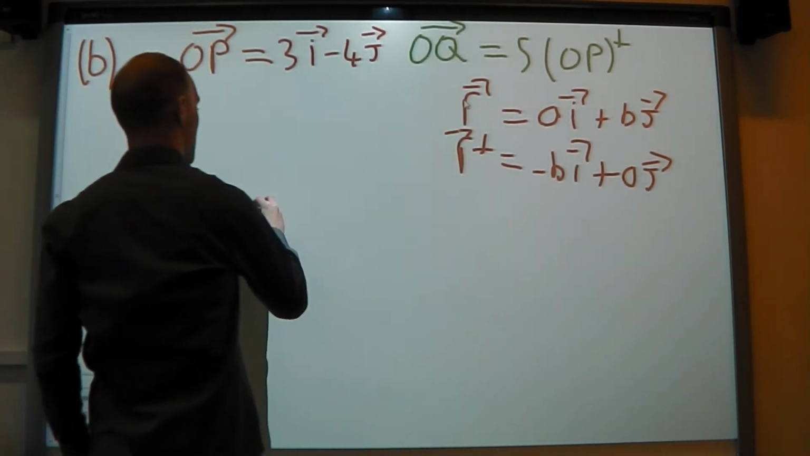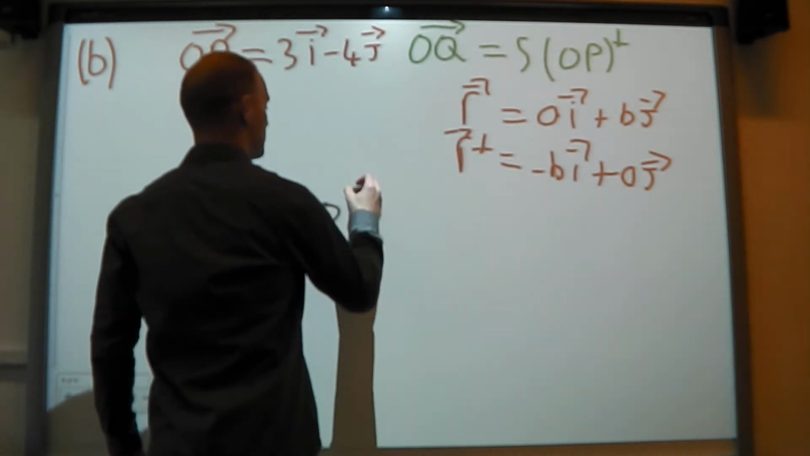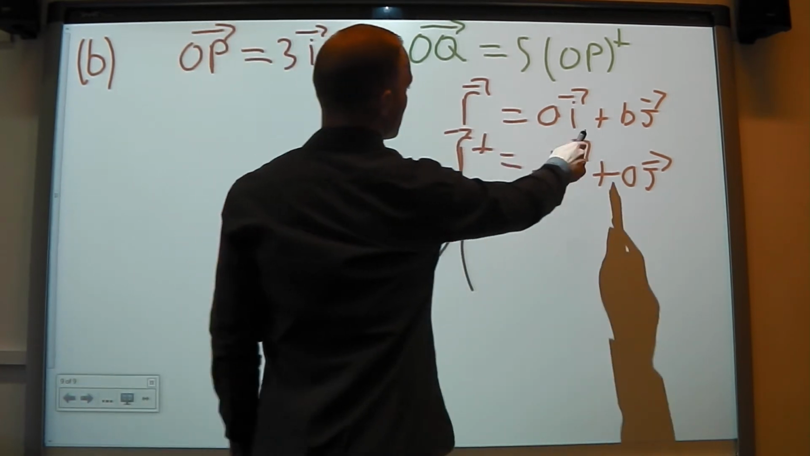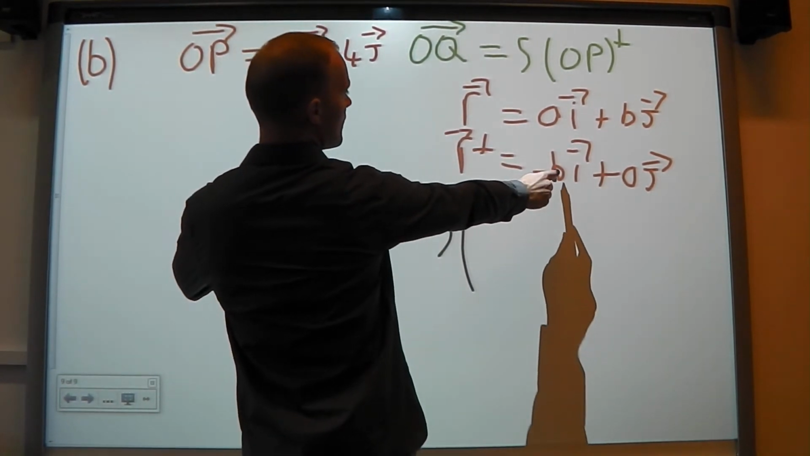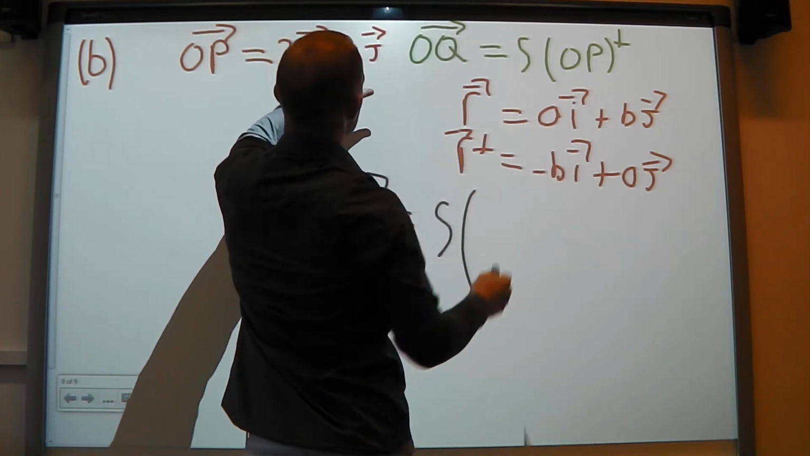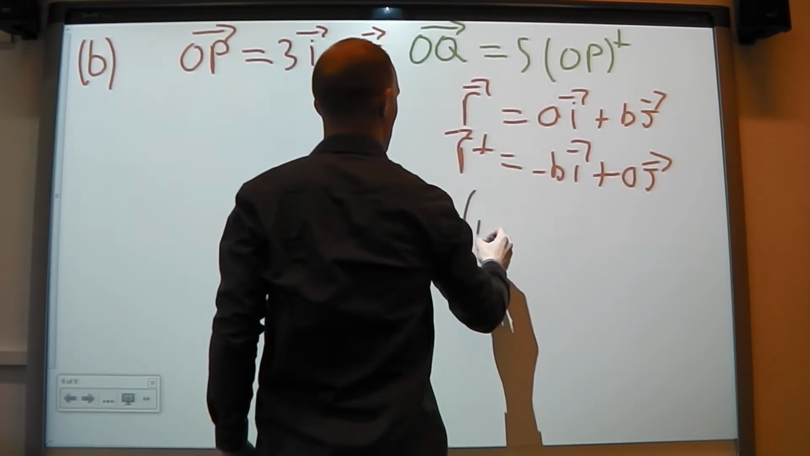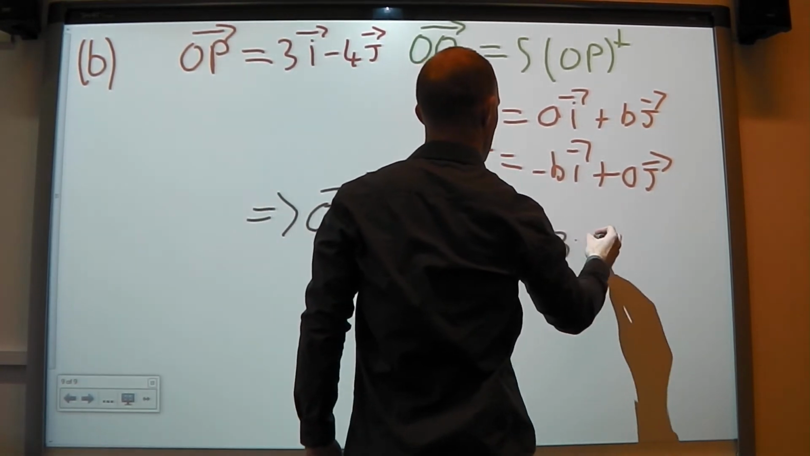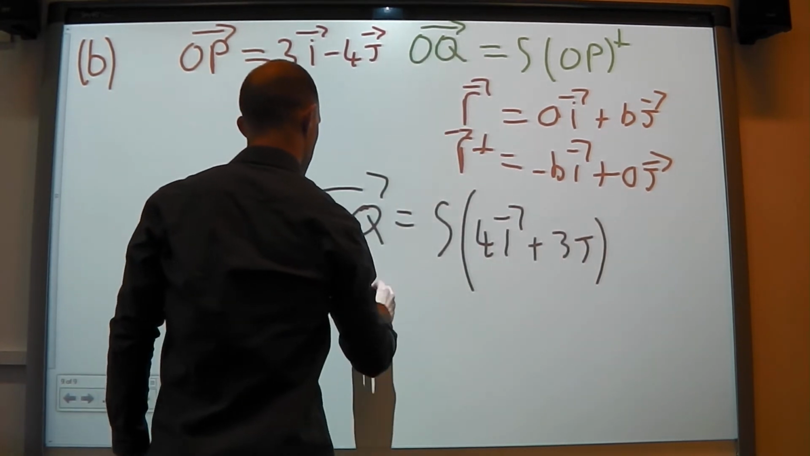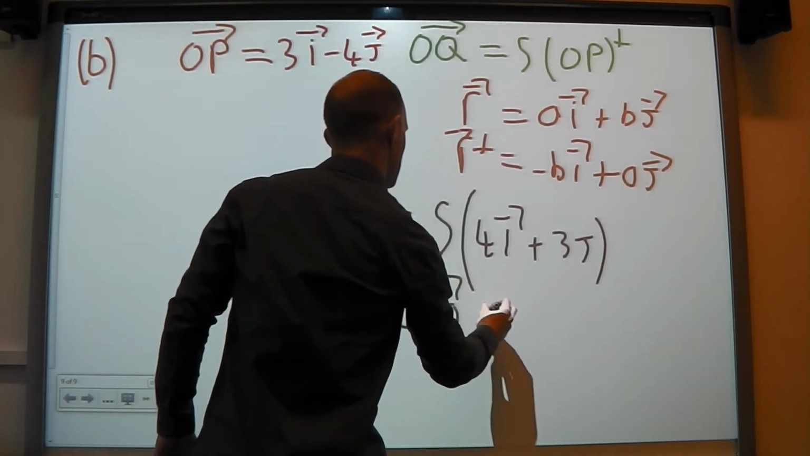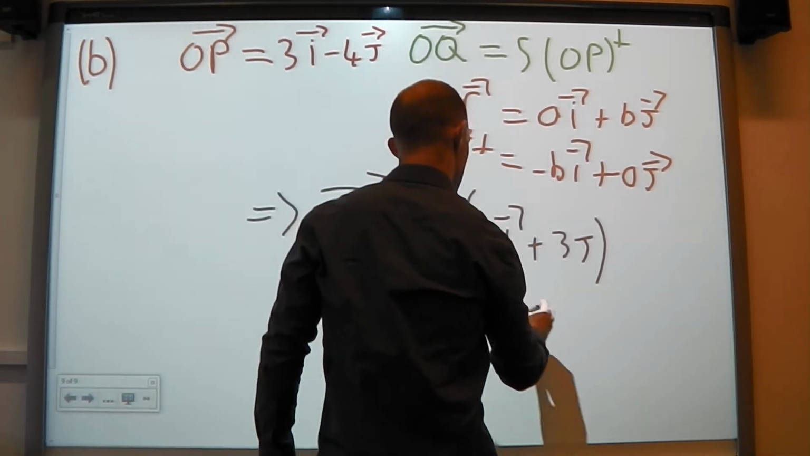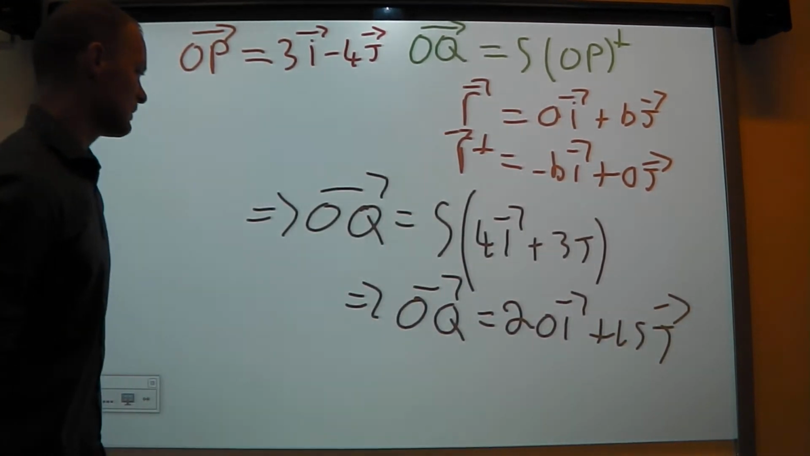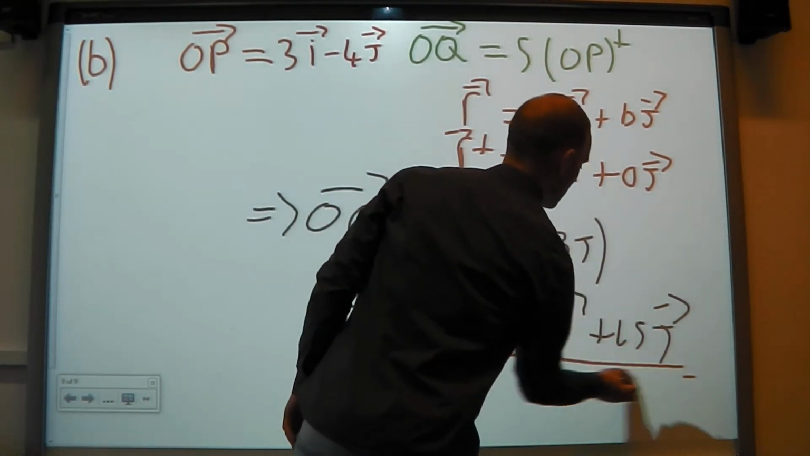So that implies that the OQ vector is equal to 5 times, now our coefficient of the i vector is going to be the negative coefficient of the j vector, which is 4 times i, and then our a is just going to move out to the front, which is plus 3 times j. Then we just multiply that out. That implies that the OQ vector is equal to 20i plus 15j. So that is OQ in terms of i and j.